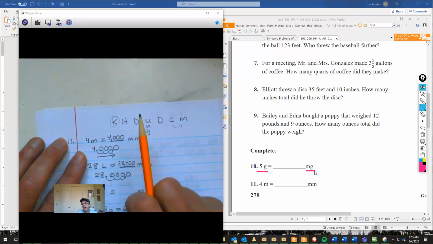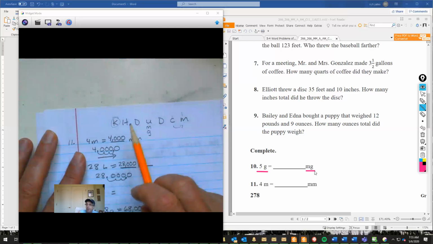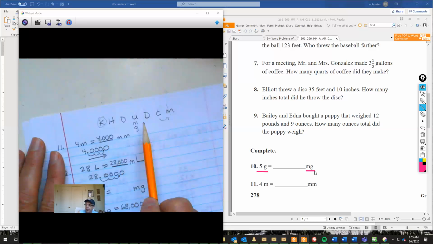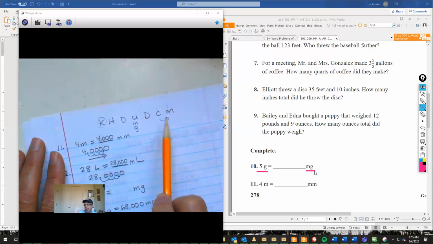On my worksheet or on my scratch paper, I just wrote out the King Henry died unexpectedly drinking chocolate milk up on the top and used that as my basis for converting all these metric units of measurement. It made it a lot easier.